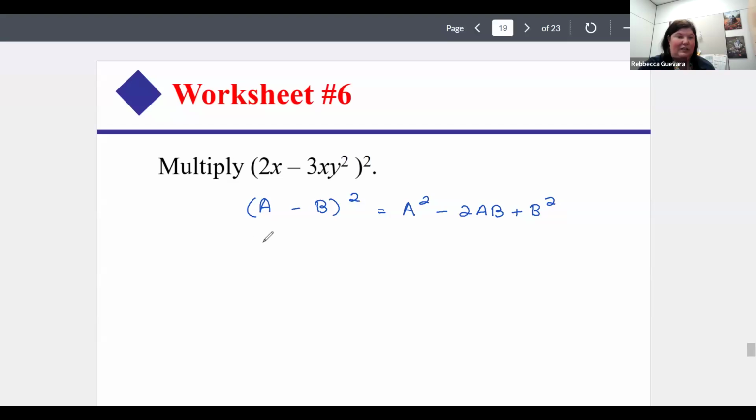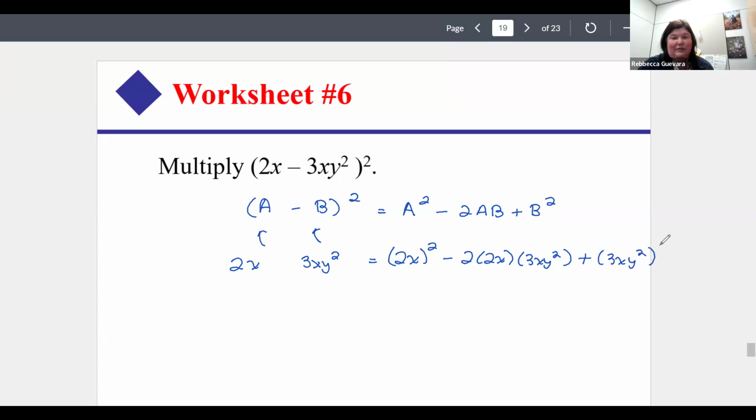Okay, so once again, we're saying that a is basically 2x because it pairs here, and that my b is going to be the 3xy squared. So we have a minus b, or 2x minus 3xy squared, and we're taking the square of those. What we should expand into is we get a squared, (2x) squared, minus 2 times a, which is 2x, and b, which is 3xy squared, plus b squared, which is (3xy squared) squared.